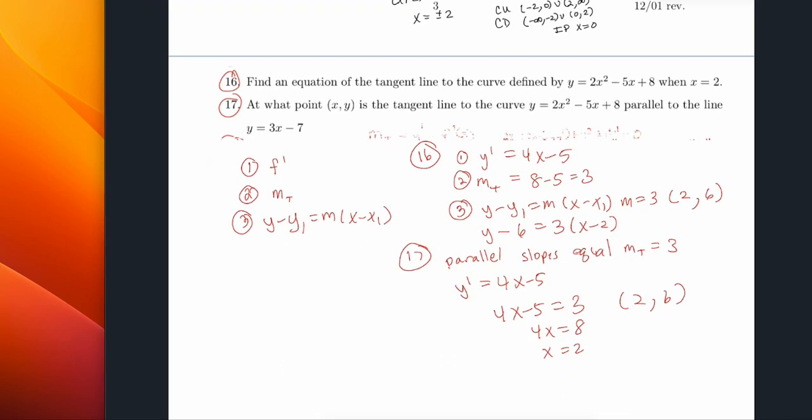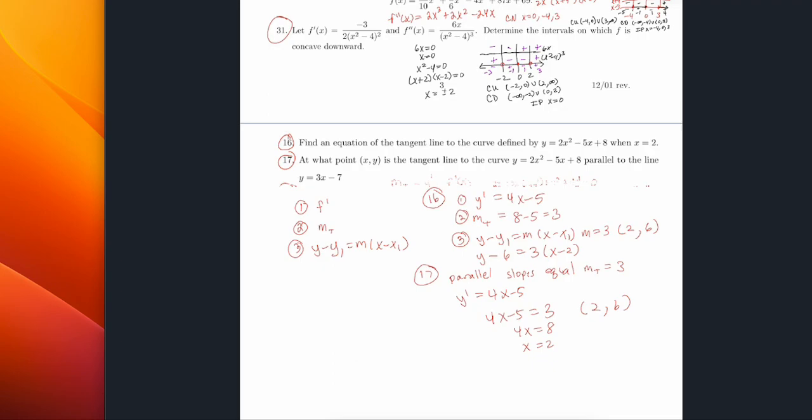Now, the last type of derivative stuff are some optimization problems. Did I put a related rate on here?